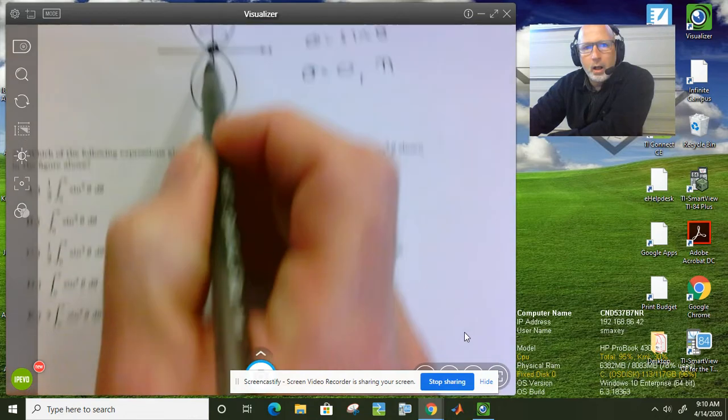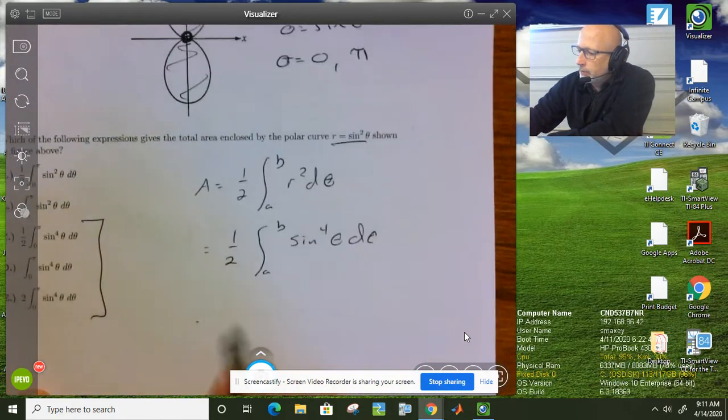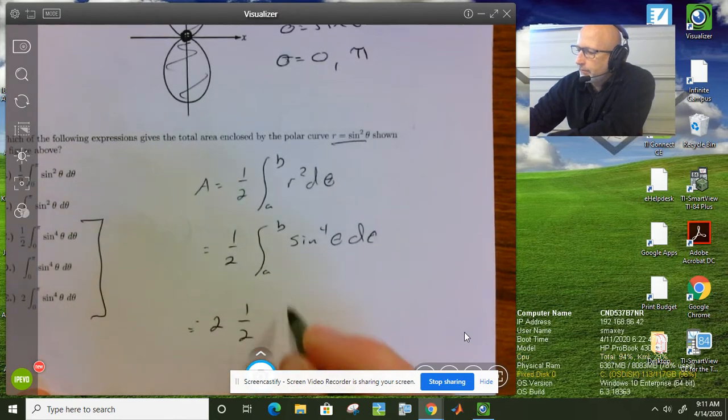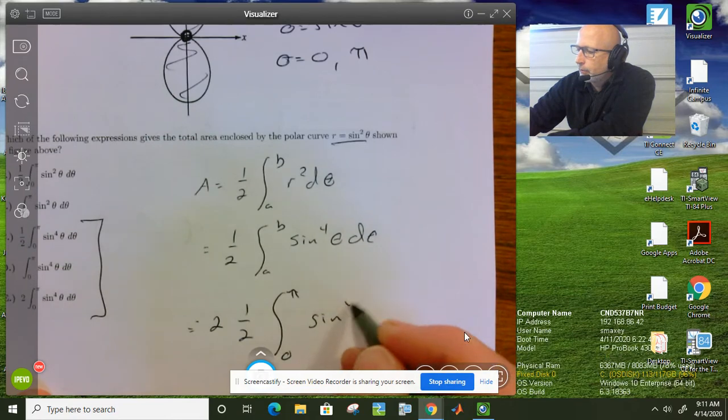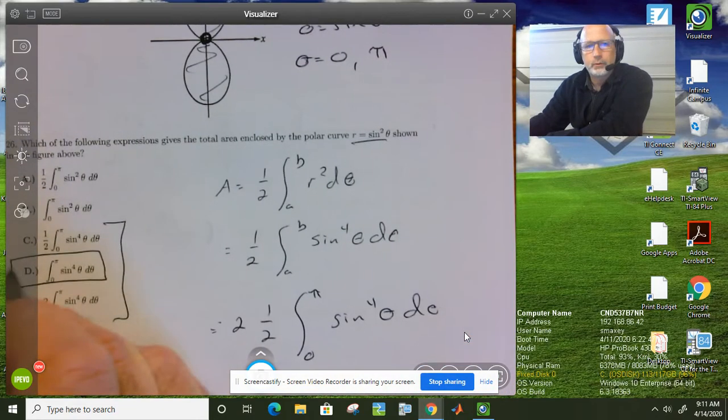But I want all of the area. So I'm just going to integrate from 0 to pi and then double it. So this is equal to 2 times a half times the integral from 0 to pi of sine to the 4th power of theta d theta. So the answer there is going to be D.